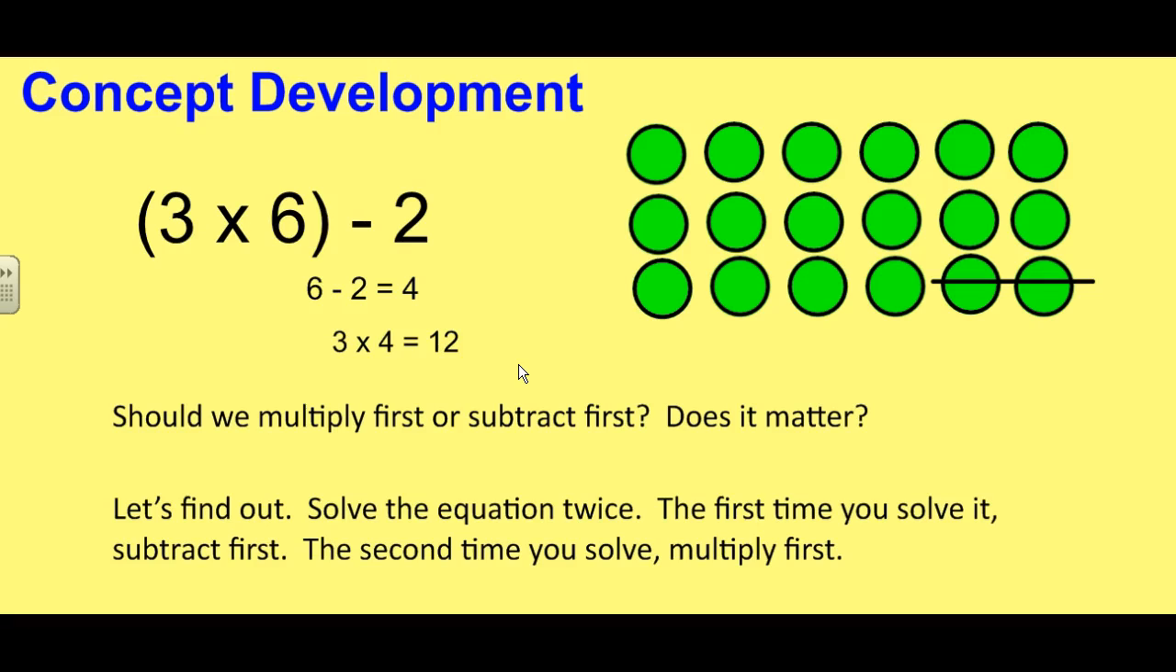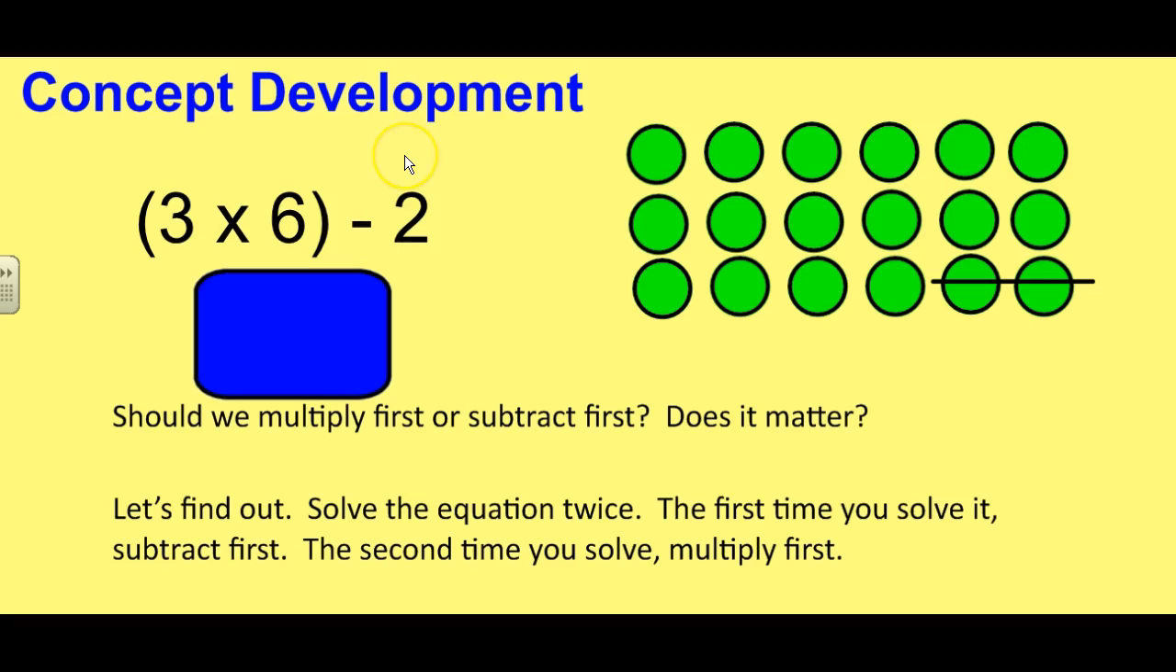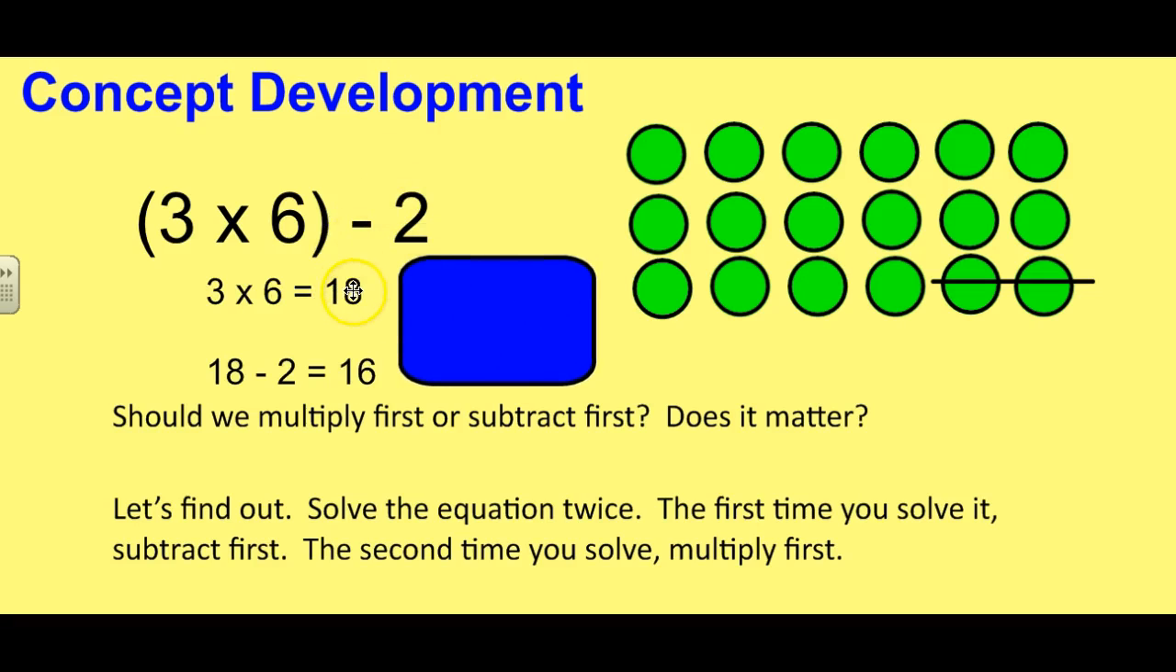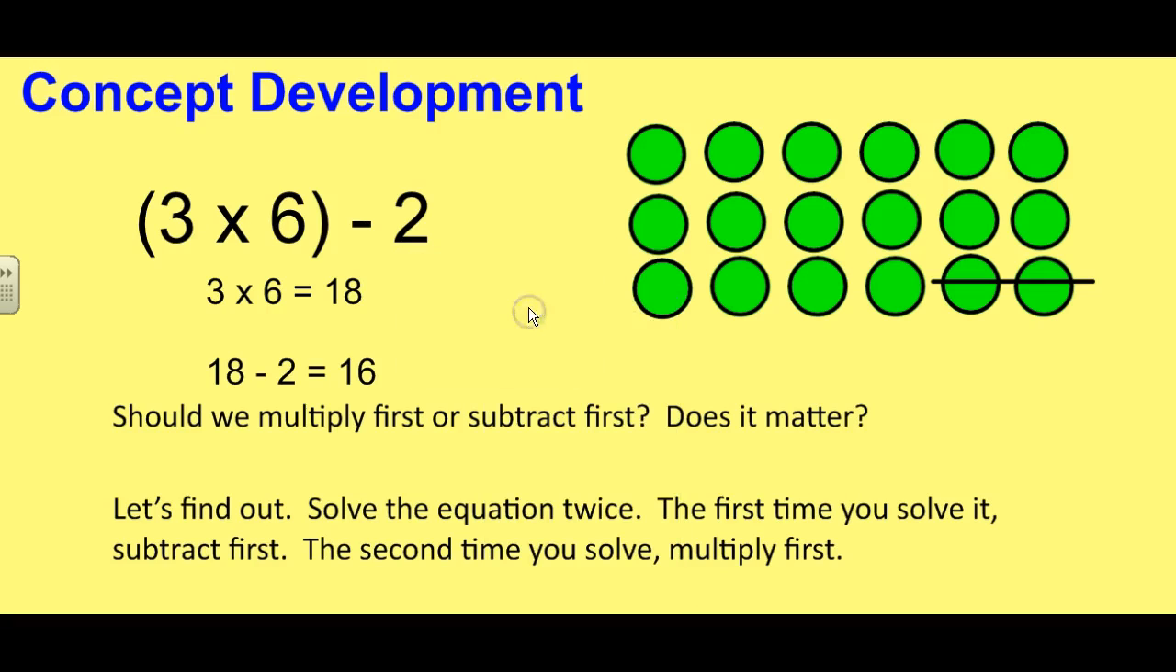So now we're going to solve the equation by multiplying 3 times 6 first and then subtracting 2 from that, and let's see if that gives us 16. So push pause to solve 3 times 6 and then take 2 away from that, and let's see if we can get 16 as our answer. So when I take 3 times 6, that does give me 18, and then when I do 18 minus 2, it equals 16.